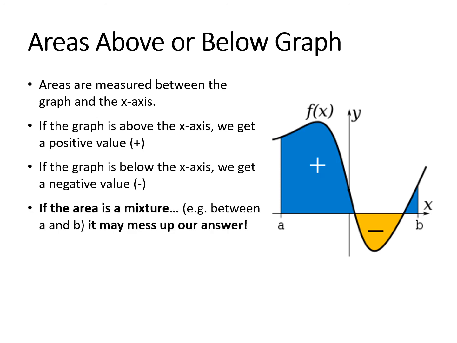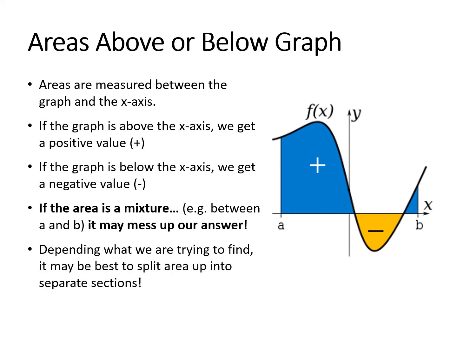The problem comes when the graph is a mixture of going above and below the axis. If we work out the area in this example between A and B, some of it's positive and some of it's negative. So the overall answer is going to be a mixture of the two. And that may not be what you want. It depends on what you're trying to find. So depending on what we're trying to find, it often is best to split up the area into separate sections where it changes from being above the axis to below the axis, and you might need to find those points. I'm not going to give you any questions like that, but that's just something you should be aware of, what happens when you're integrating.